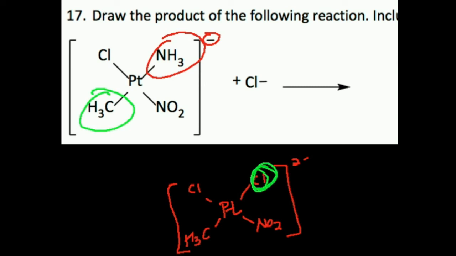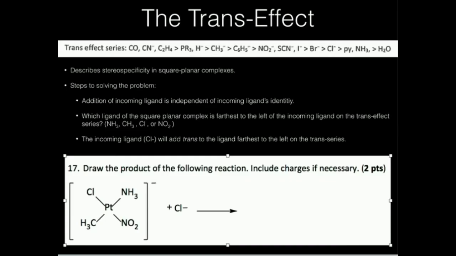All right? So hopefully that makes a little bit of sense. And that's the basis of the trans effect in terms of solving the reaction problem. All you do is you find which one's farthest to the left on the trans effect series, or which one has the greatest trans effect, and then you just add the ligand right across on the trans side from that. One thing I wanted to point out before we conclude this video is that this trans effect series is not the same as the spectrochemical series that you might have seen earlier in inorganic. Those are different lists, so understand they're different.